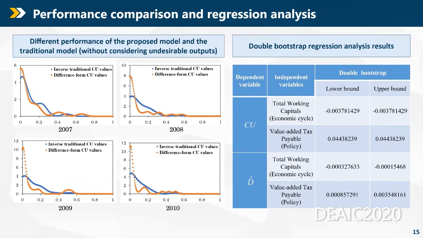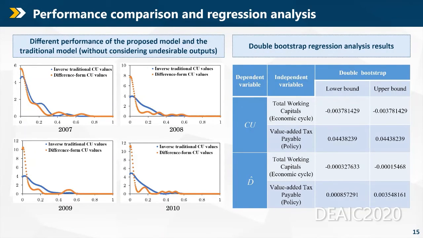Because of the incorporation of undesirable outputs in our model, it is necessary to conduct a comparative study between our model and the traditional model. Here we use the kernel density graph to show their differences, and the results illustrate the necessity of the incorporation of undesirable outputs. What's more, we also use the double bootstrap regression analysis to study the impact of environmental variables on our results. We use total working capital as the proxy of the economic cycle variable, and value-added tax payable as the proxy of the policy variable.